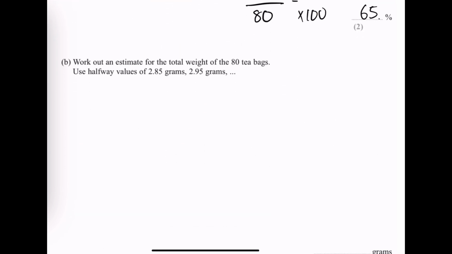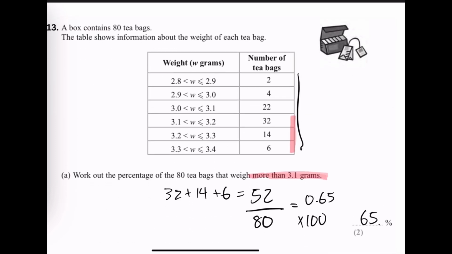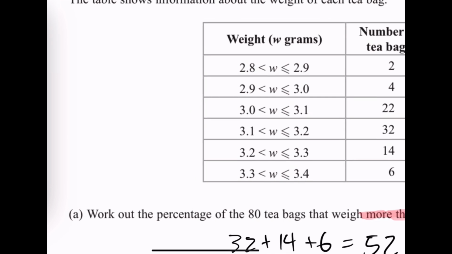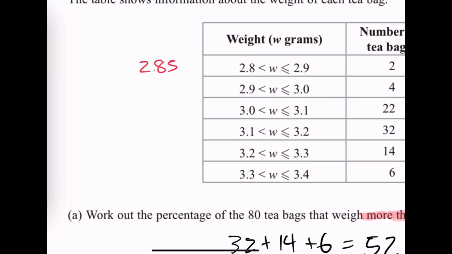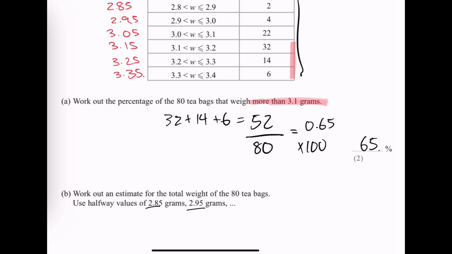Work out an estimate for the total weight of 80 tea bags and use the halfway values 2.85 and 2.95. So let's find the halfway values for each one. We'll do this in red. So over here, this will be 2.85, 2.95, 3.05, 3.15, 3.25, 3.35. Sometimes they do not say to use the halfway values, but if you ever try to find a mean or something like that, always make sure that you use the halfway points, since it makes it so much easier, and that is the way they expect you to do it.